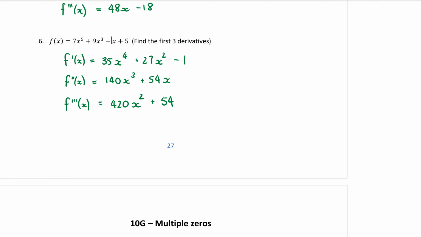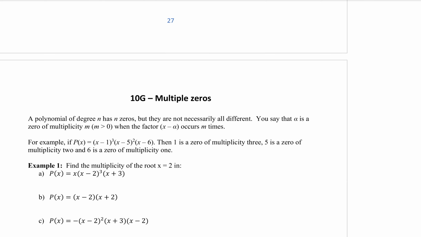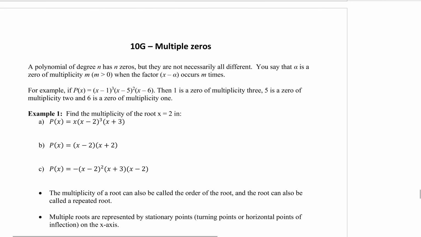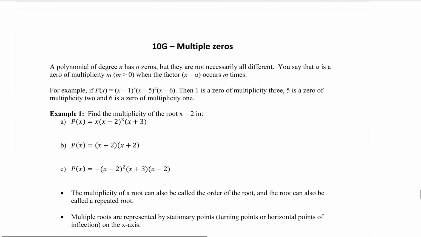Hopefully that makes sense. That's a very, very brief, quick lesson on differentiating, but we need that to do our lesson here. So here is what we're doing today. Your lesson is on multiple zeros for exercise 10G. A polynomial of degree n has n zeros. So a quadratic, degree 2 polynomial, we expect 2 zeros. A cubic, we expect 3 zeros. But they are not necessarily all different, because sometimes we have doubles or triples, don't we?